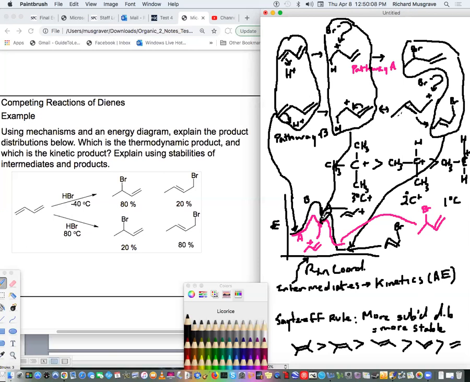Now, the activation energy is going to be these two humps right here. So you can see that the activation energy for pathway B is higher than the activation energy for pathway A. So more energy has to be put in to get over the B hump than the A hump. I'll say that again. More energy has to be put in to get over the B hump than the A hump. I want to see if people understand that statement. How do you feel about that statement?